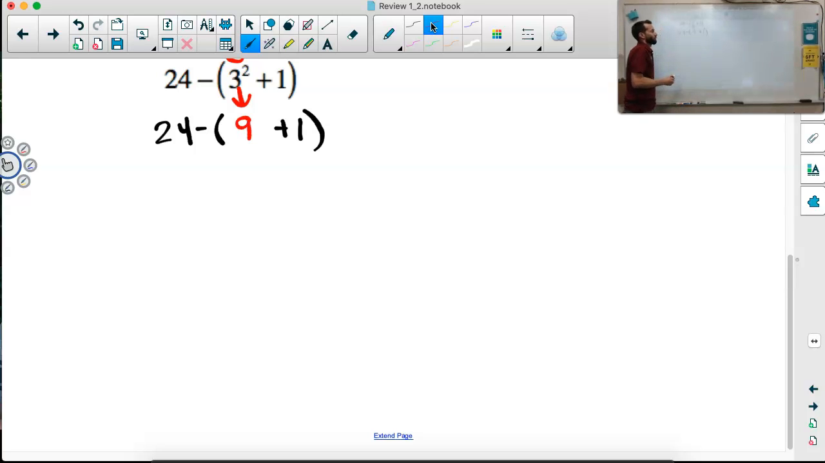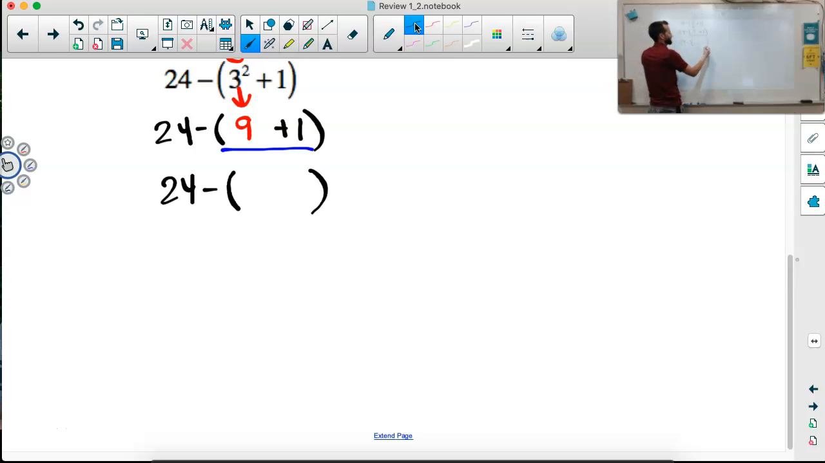Okay? So first off, I did my parentheses. I can't add these. I looked at the parentheses first, but I couldn't put 3 squared with 1, so I had to do my exponents. Now we're going to go back to parentheses again. Okay? Now I'm going to combine these. So I've got 24 minus, and in this parentheses is a 10.